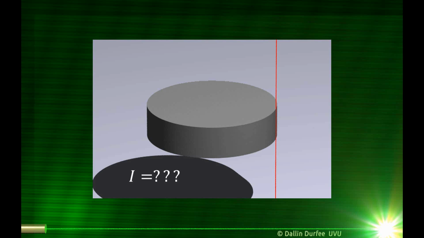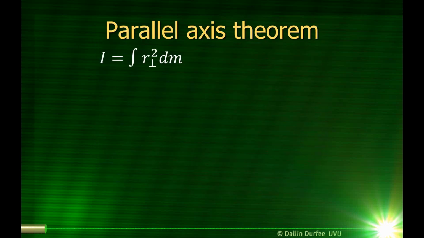Well, we could slice up the cylinder in pieces with a constant radius away from the axis, but as you might guess, that's looking like a harder integral than what we did before. But there's a trick we can use, so we don't have to do that integral. And that trick is known as the parallel axis theorem. So the parallel axis theorem allows us to find the moment of inertia through one axis from the moment of inertia about another axis which is parallel to the first one.